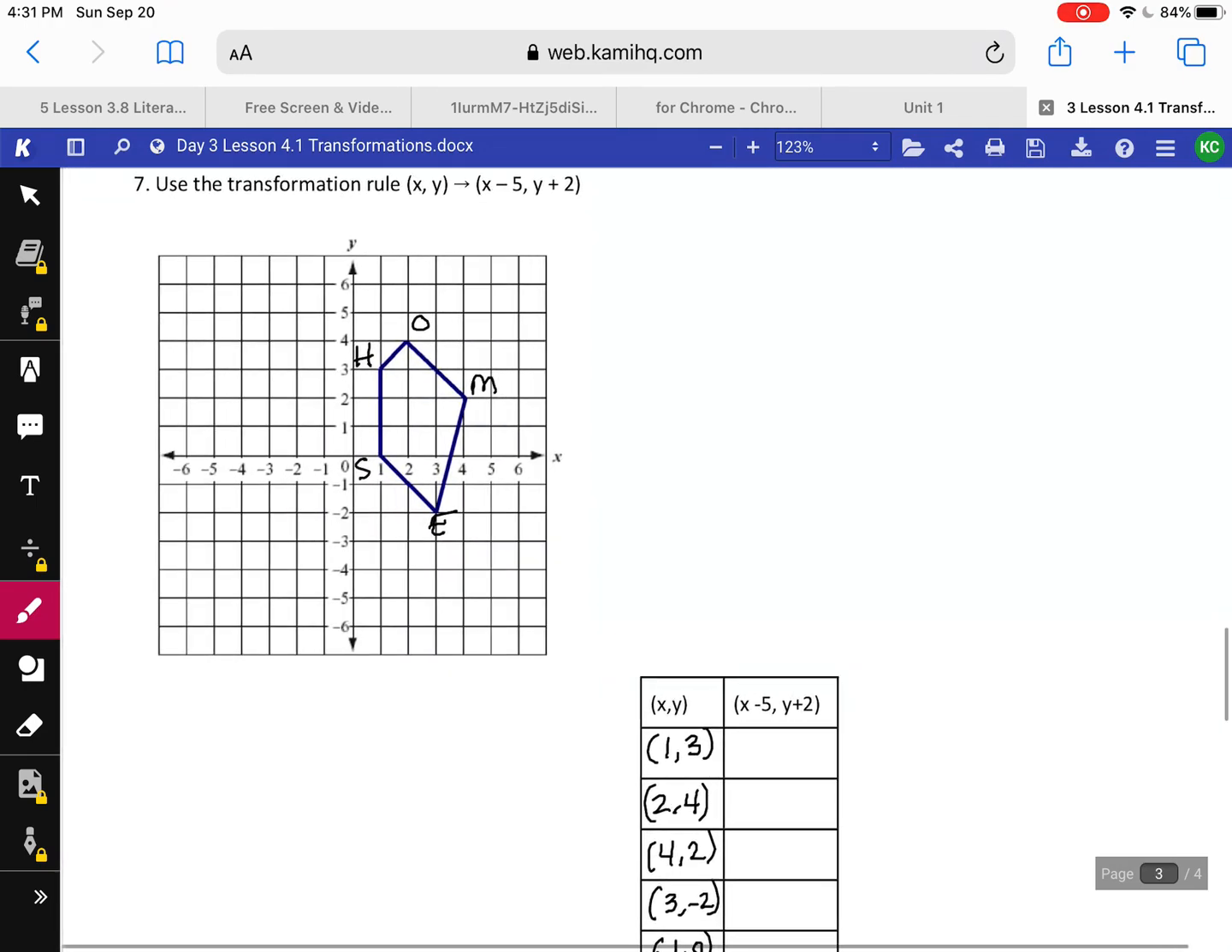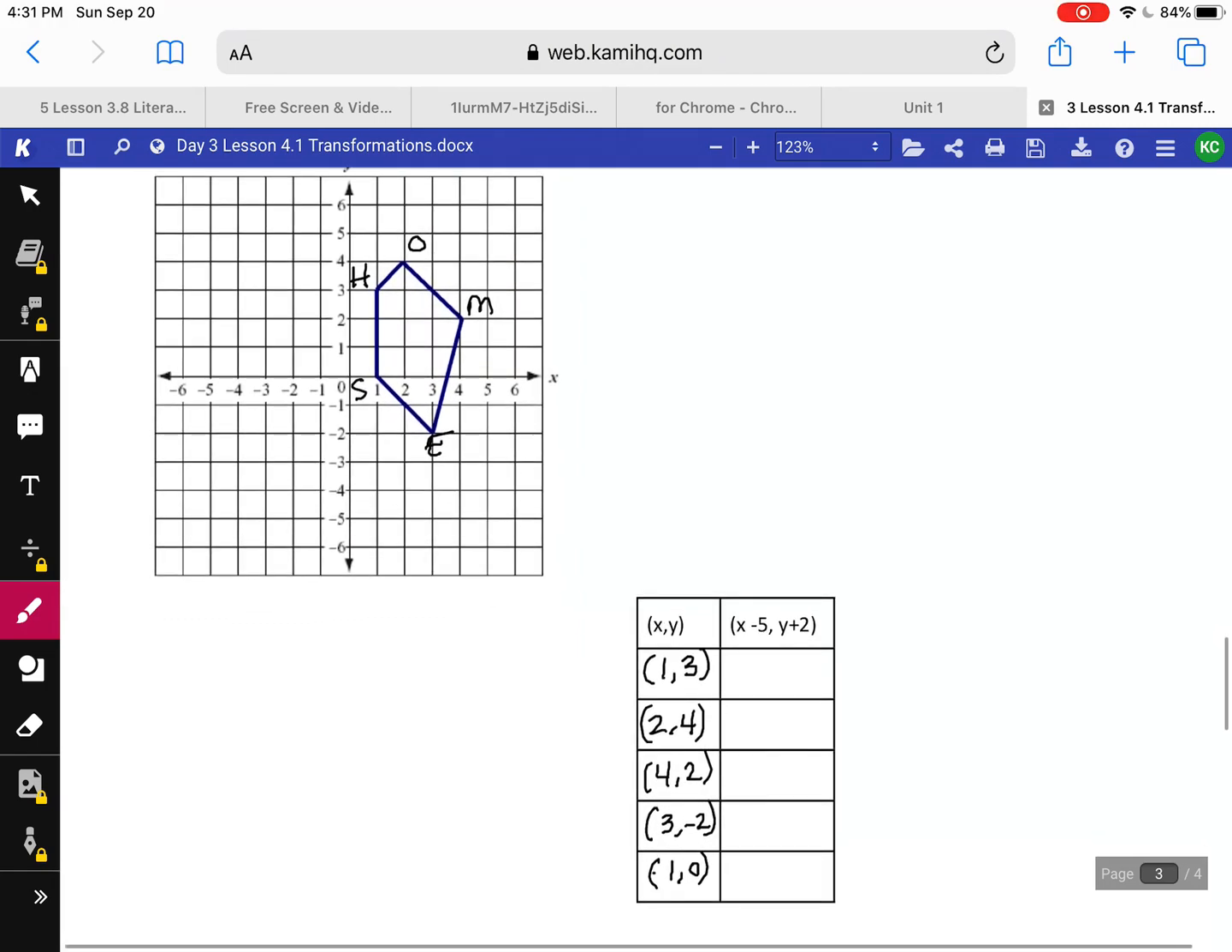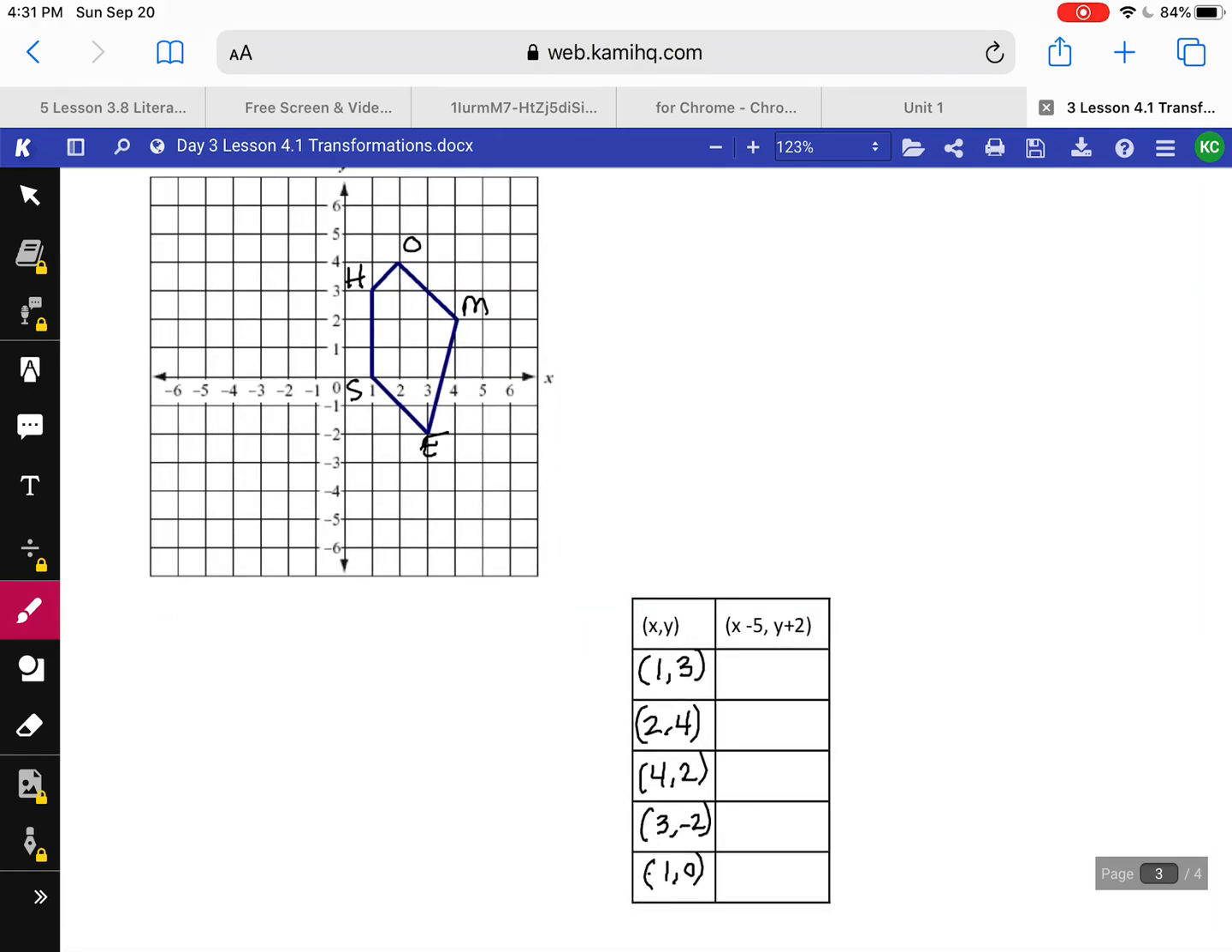Let's move on to number 7. So something happened here as we were going through this. We're going to use the transformation rule: (x, y) is going to be transformed to (x minus 5, y plus 2). What I've done for my notes is I've already placed our ordered pairs into the original x and y values. I also created some letters for these points. And now we're going to look at taking the rule minus 5 and plus 2.